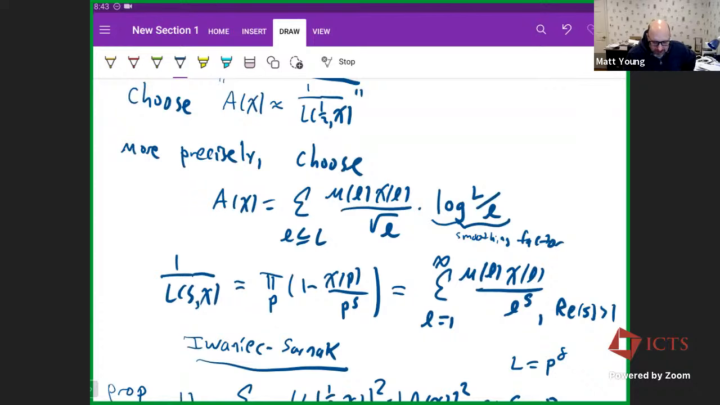What it's supposed to be doing is at least dampening, or mollifying, the large values of the L function. So if the L function is big, the mollifier is supposed to be somewhat small to compensate for that. So that's why you save the log p when you do the second moment here.